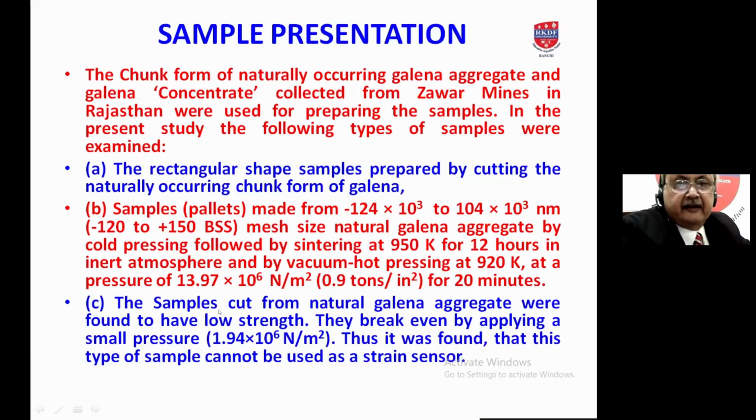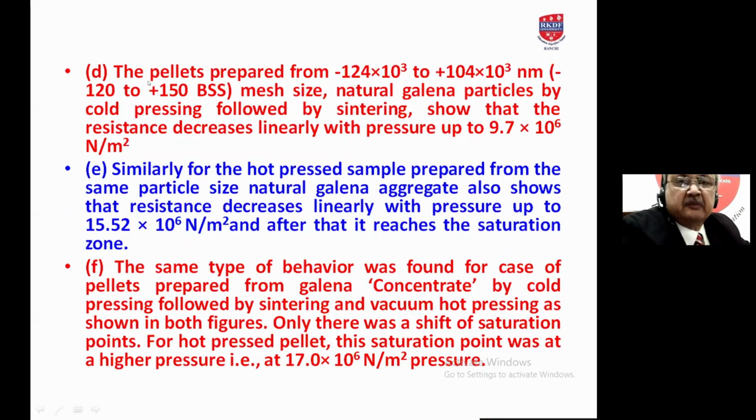So we have prepared the sample by sintering as well as by hot pressing. As I said, the galena cut from the galena aggregate had very low strength, so it was not used for the pressure transducer. But the pellet prepared from this mesh size of natural galena particles, by cold pressing followed by sintering, showed a resistance decrease linearly with pressure up to 9.7 into 10 to the power 6 newton per meter square.